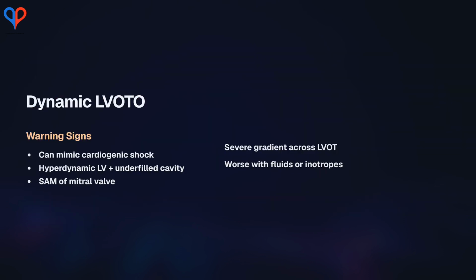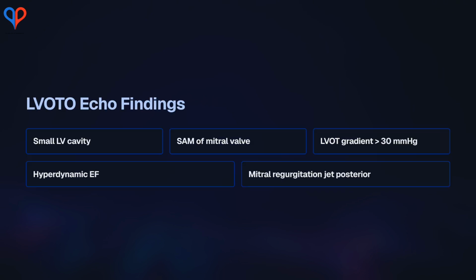Dynamic LVOTO can mimic cardiogenic shock. The LV becomes hyperdynamic and underfilled, generating a severe LVOT gradient. This physiology is worsened by inotropes, vasodilators, and diuresis. Echo findings include a small left ventricular cavity, systolic anterior motion of the mitral valve, a high left ventricular outflow tract gradient, and posteriorly directed mitral regurgitation. EF appears high, which can distract clinicians from the underlying obstruction.